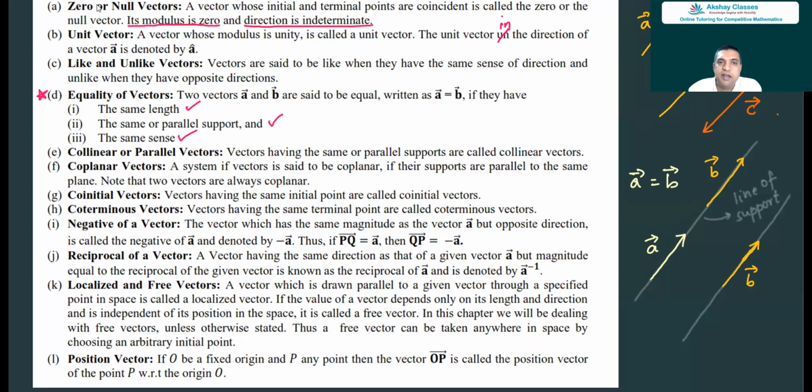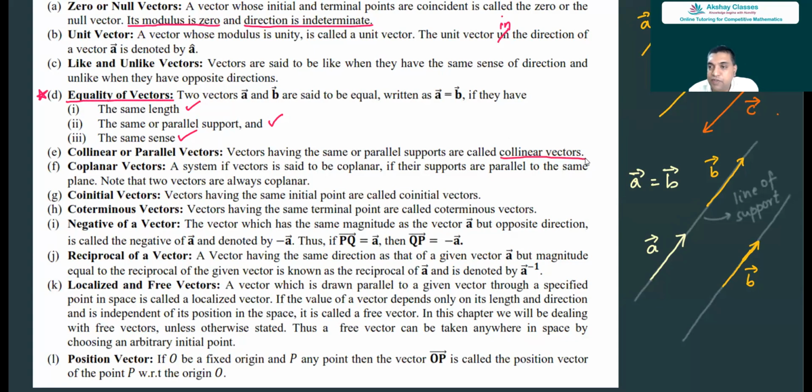This is a very fundamental understanding of vectors. It need not have the same initial and same terminal point. Okay. Next, collinear and parallel vectors. Vectors having the same or parallel supports are called collinear vectors.